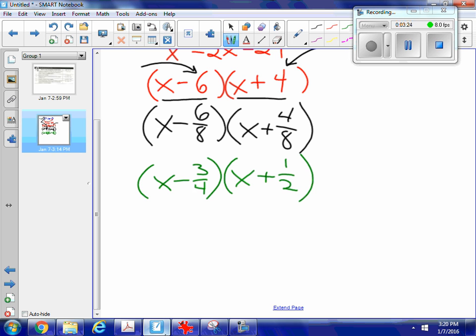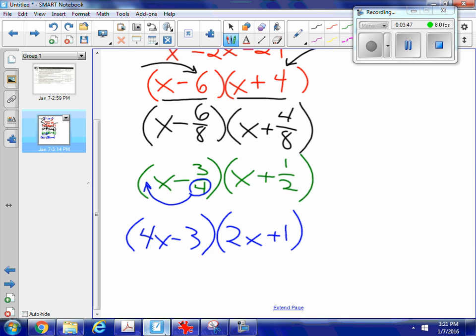And now what I'm going to do is slide. I'm going to take this denominator and move it in front of the x. So this is going to be 4x minus 3. So I slipped and slid it over. And this is going to be 2x plus 1.